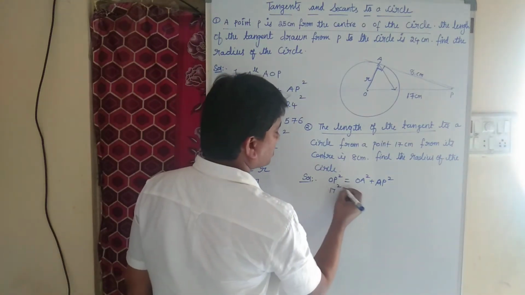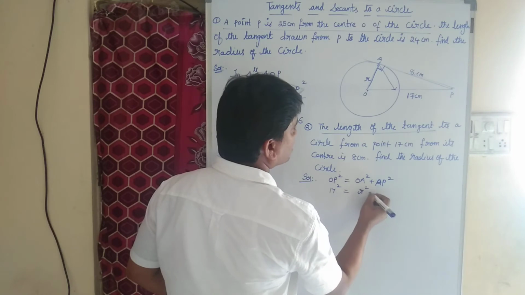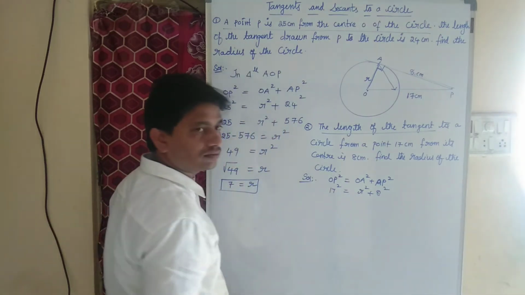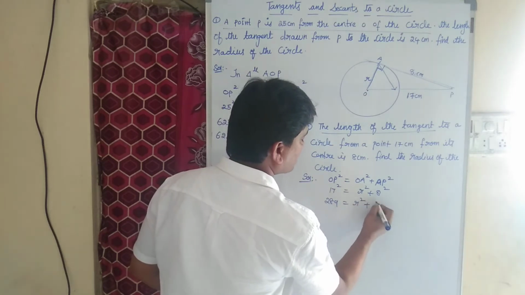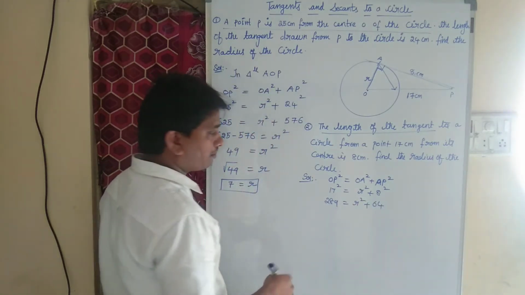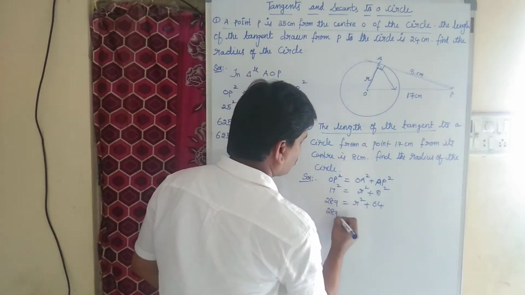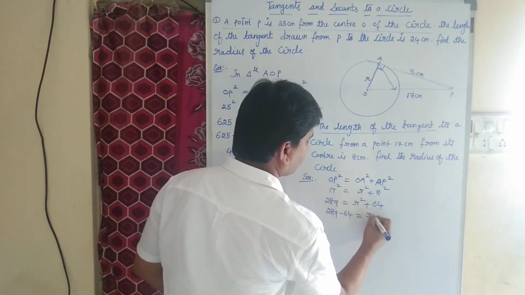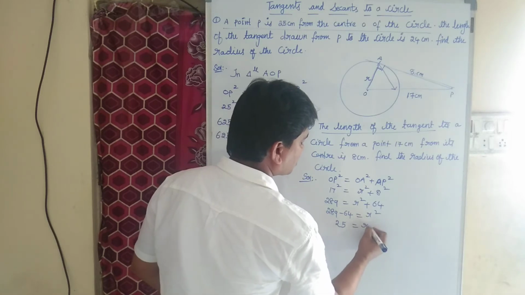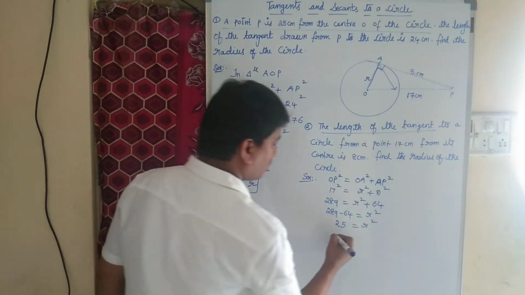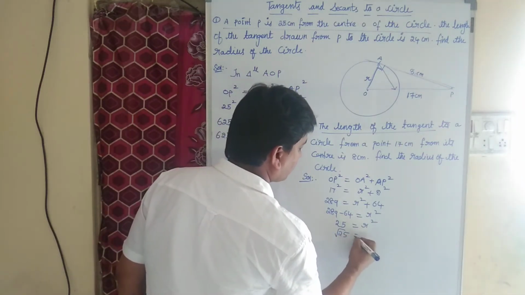OP is 17. 17 square equal to OA, R square, plus AP is 8 square. So 17 square is 289 equal to R square plus 8 square is 64. Plus 64, you transpose: 289 minus 64 equal to R square. 9 minus 4 is 5, 8 minus 6 is 2, which is equal to R square. 225 equals R square. If you transpose, root over 225 equal to R.